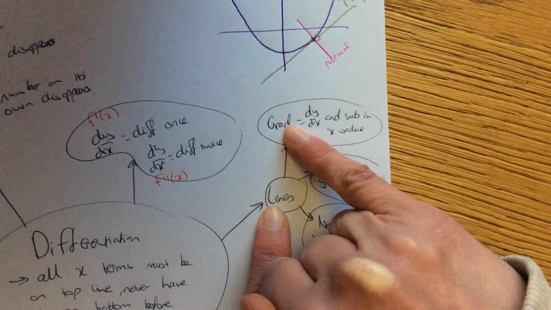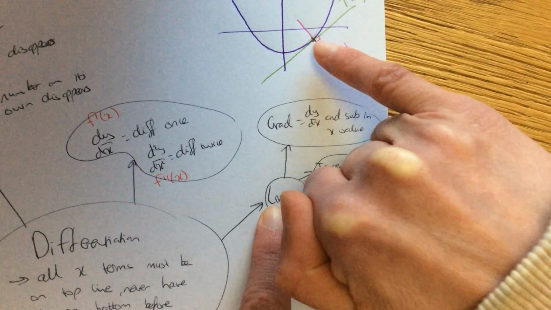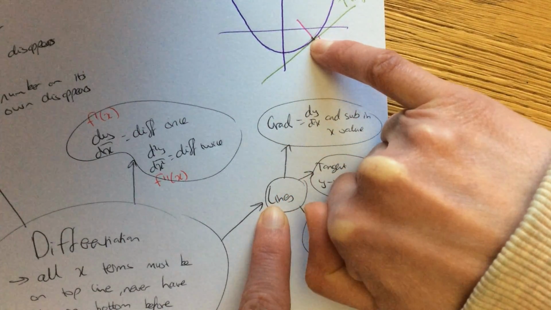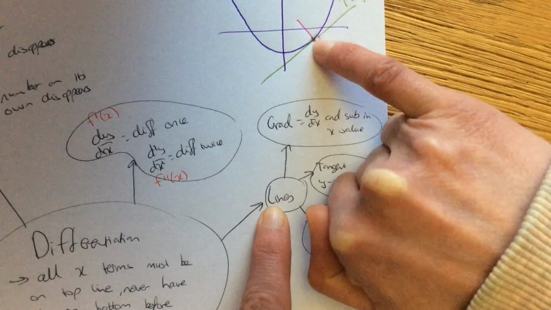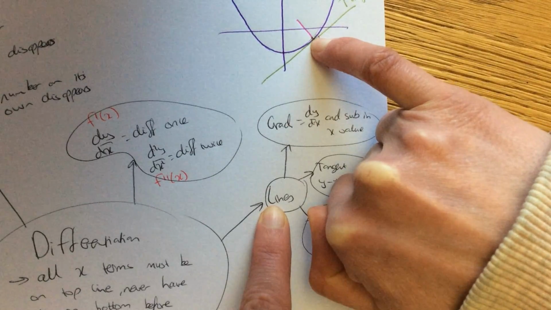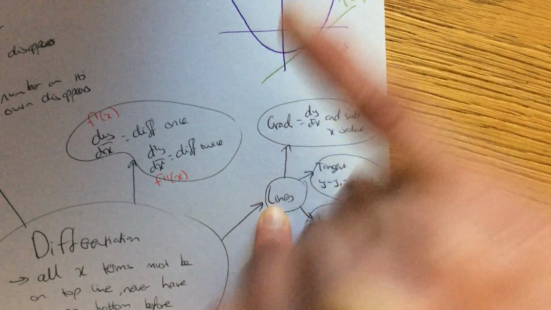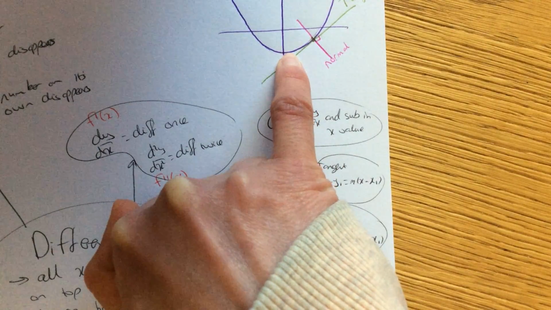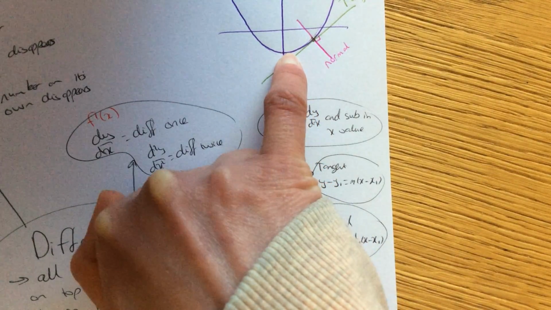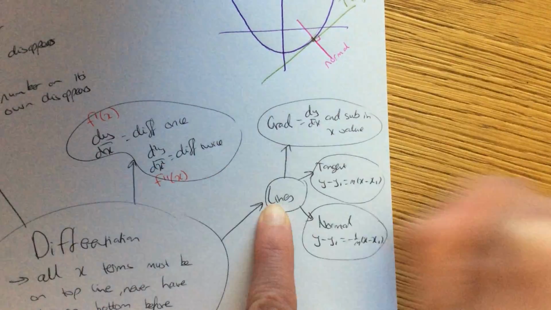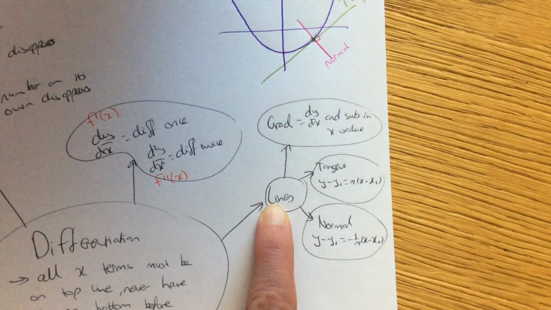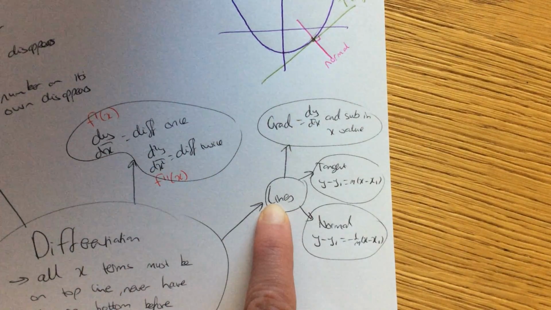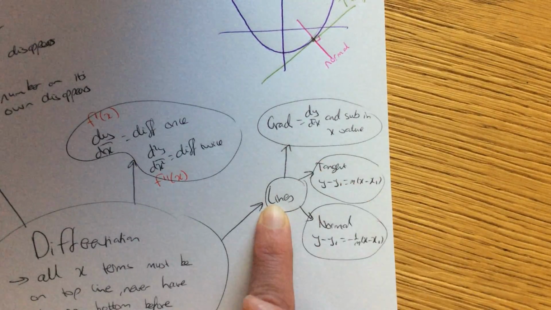Now, what lines can they talk about? They can ask you to find the gradient, and the gradient at that point is you differentiate and put in the x value at that point. Do you see down the very bottom? If you differentiate there and put in the x value, it's going to give you a flat line. So the gradient is going to be 0. That's why we say the gradient of a turning point is 0. Right, so that's a gradient.